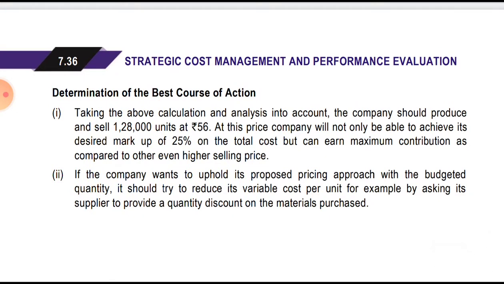Taking the above calculation into analysis, the company should produce and sell 1,28,000 at 56, because if we are selling 1,20,000 quantity, the selling price is 56. At this price, the company will not only be able to achieve its desired markup of 25, because the company's desired markup was 25, so there is not any loss on the total cost, but can earn the maximum contribution as compared to the other, even those selling at a higher selling price.